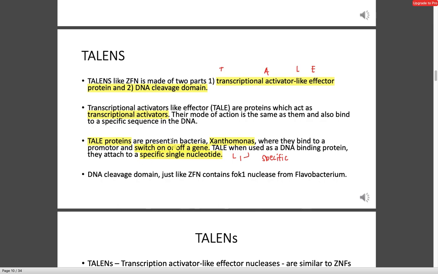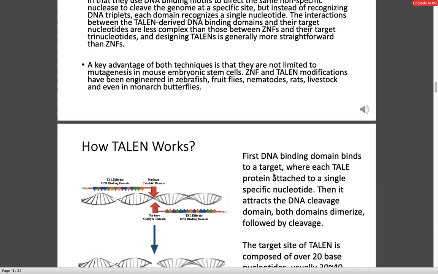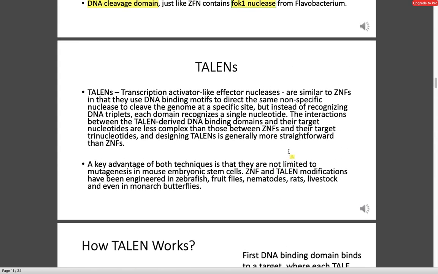Alright? So, ni lah yang paling panjang ni, marilah kita baca bersama. Alright? So, TALEN, ni nama dia. Transcription activator like effector nuclease. For me, it's not that hard lah. Sebenarnya, very straightforward. Are similar to ZFN in that they use DNA binding motif to direct the same non-specific nuclease to cleave the genome at specific site. So function dia lebih kurang. Beza dia cuma single nucleotide, yang tu triple.